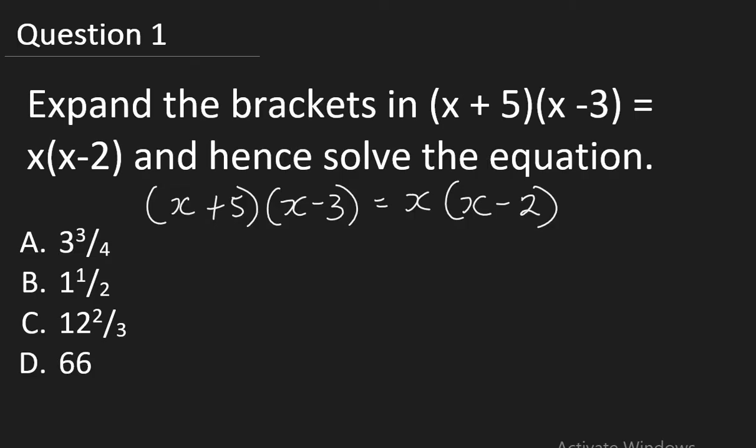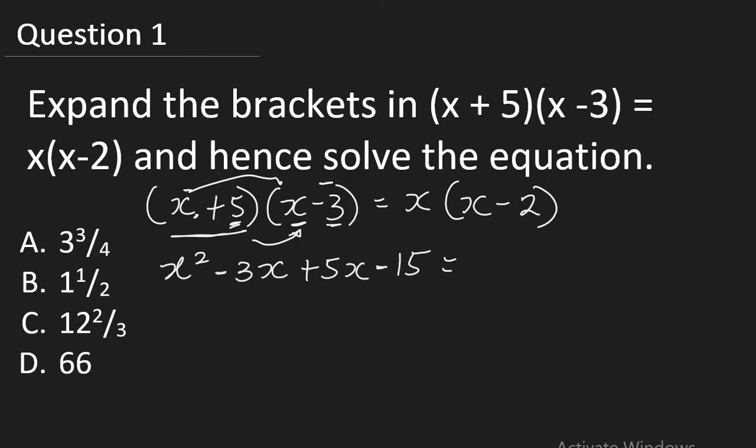Now we need to break up the bracket, so we use the terms in this bracket to multiply the other bracket. Start with x times x, which is x squared. So x times minus 3 will give me minus 3x. Then go to 5: 5 times x will give me plus 5x. Then 5 times minus 3 will give me minus 15. I'm done with the left hand side, you go to the right hand side. x times x is x squared. x times minus 2 will give us minus 2x.